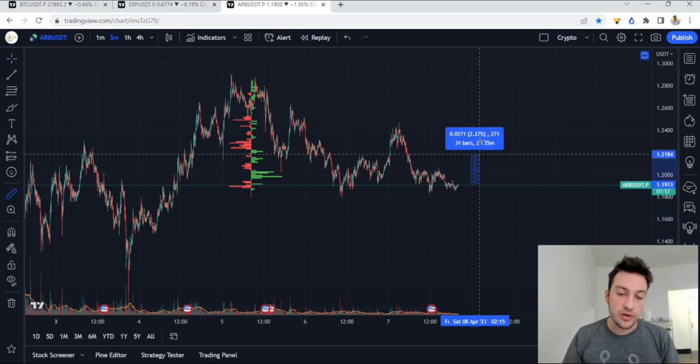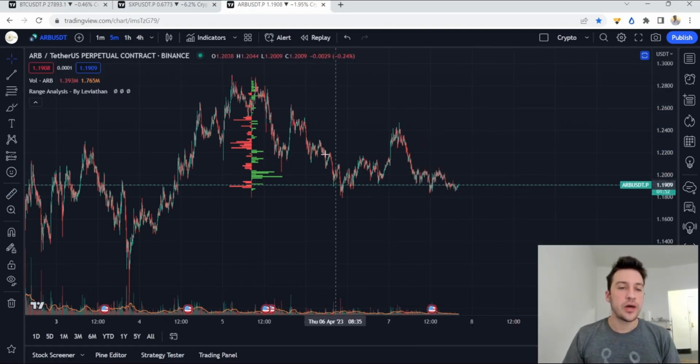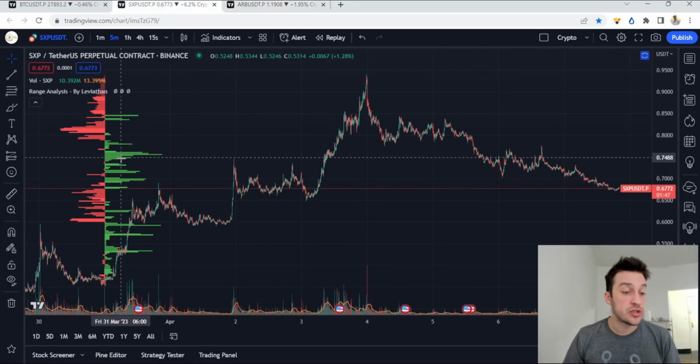Or I know if price goes up, guess what? This point right here is probably going to be very strong support. Okay, let's go over another example. SXP, also known as Swipe.